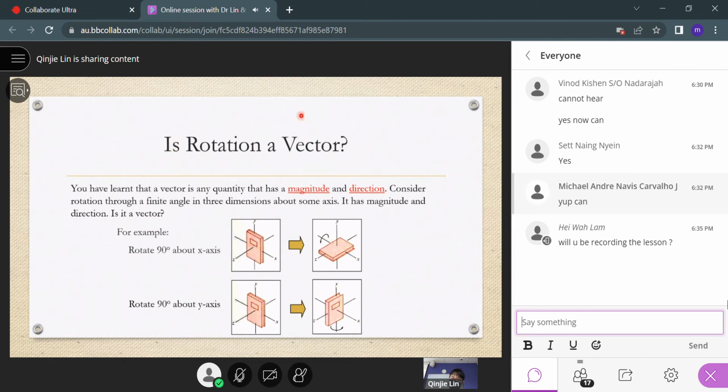So now we have this question: is rotation a vector? Remember we say a vector has a magnitude and direction, correct? This is the definition for a vector. So we consider rotation through a finite angle in 3D about a certain axis. It will also have magnitude and direction, but is it a vector? Of course, the answer is in the next slide, but if you all take 30 seconds to think about it, maybe better.